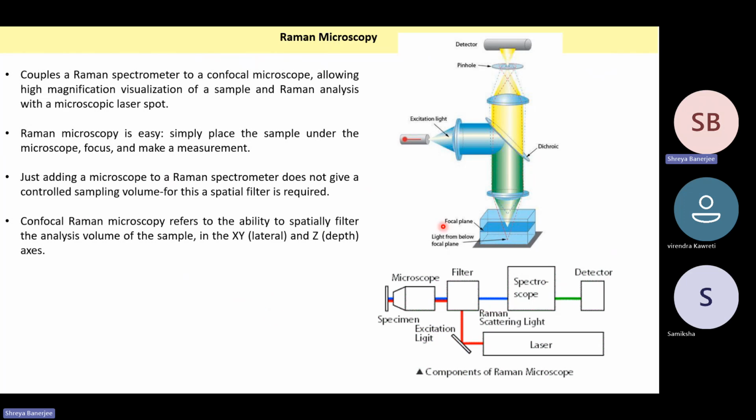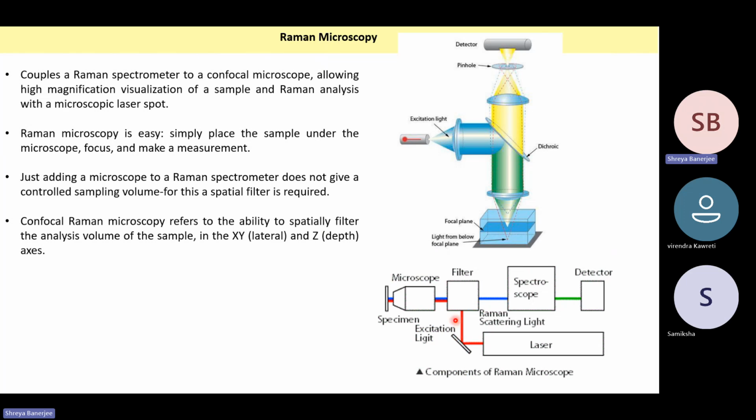So suppose we have a cell, and in that cell we want to carry out Raman spectroscopy only on the nucleus. Then we can focus the microscope on the nucleus, and because the microscope is coupled with the spectrometer, whatever the microscope is focusing on, the spectrometer will hit that particular region with the radiation. So only the nucleus is getting excited, and we can carry out Raman spectroscopy only on the nucleus.